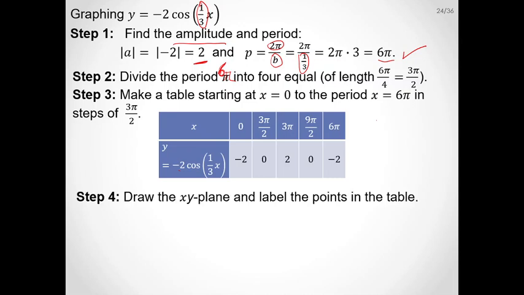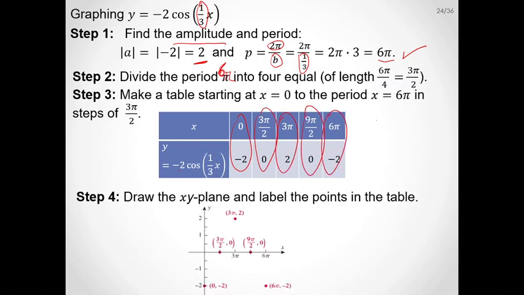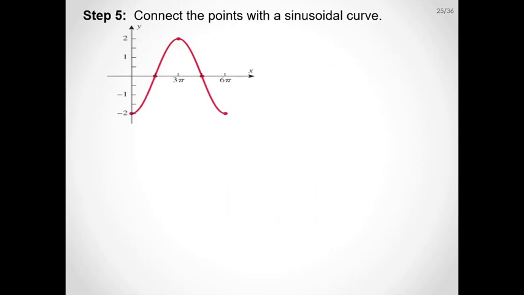Then the next thing here is we plot these points on the xy system. So 0, -2, and then 3 pi over 2, 0, and then 3 pi, 2, and then 9 pi over 2, 0, and then 6 pi, -2. And then you connect the points, then you get one full interval graph.